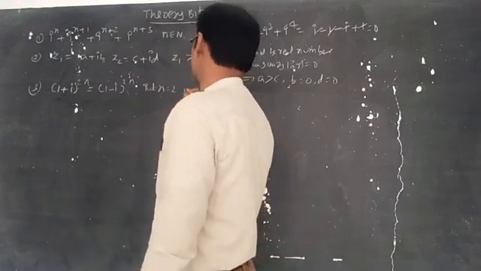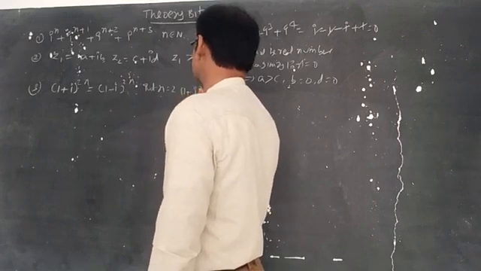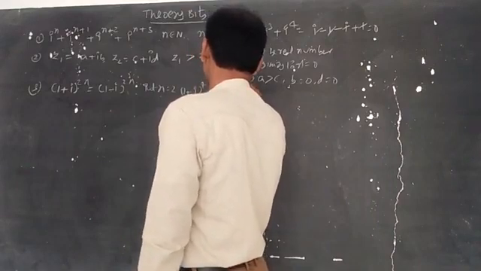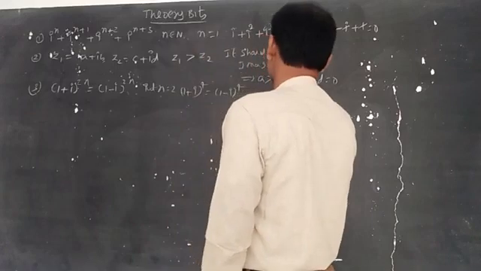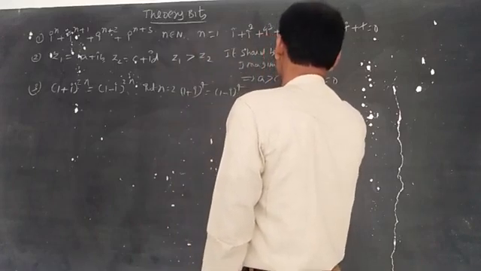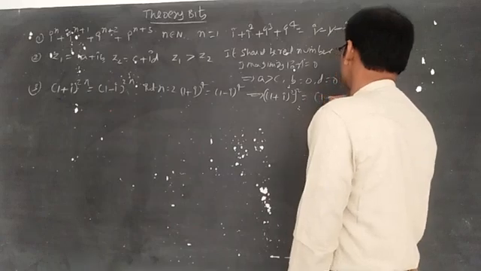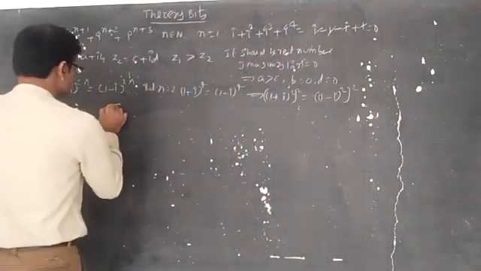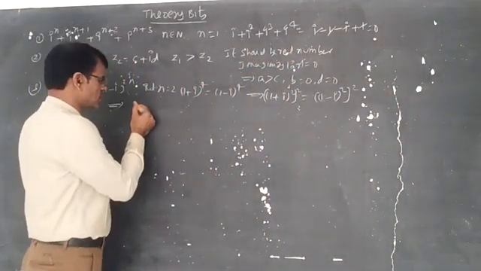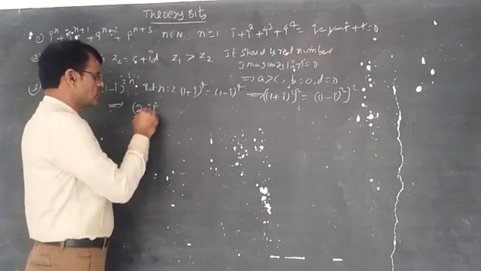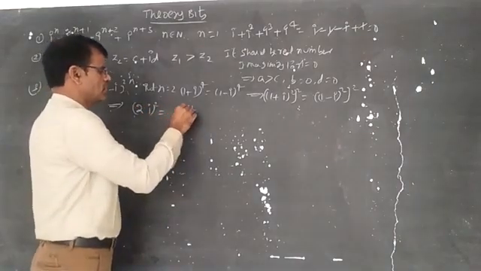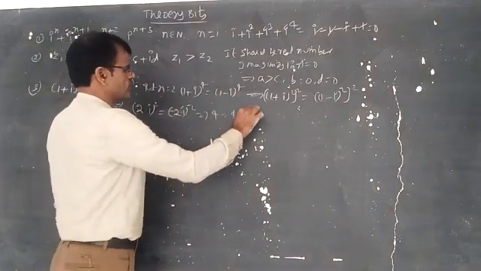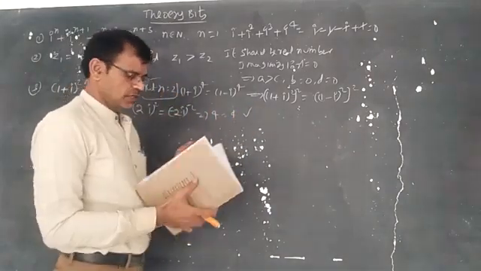So it becomes (1 plus i) whole power 4 equal to (1 minus i) whole power 4. Let us verify: (1 plus i) whole square equal to (1 minus i) whole square. (1 plus i) whole square becomes 1 plus i square plus 2i, so (2i) whole square is equal to (minus 2i) whole square. Of course it is 4 equal to 4. So n equal to 2, option 3 is verified.